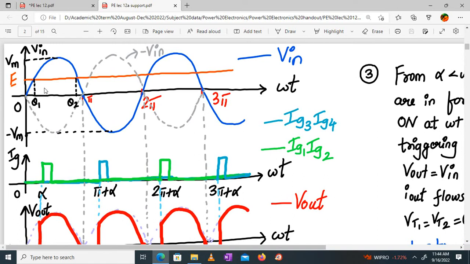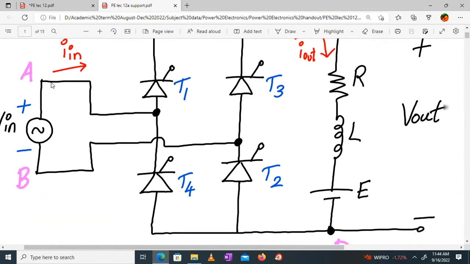What is this E doing in the circuit? It's actually making the job difficult for the thyristors to turn on. You are reverse biasing, right? See, E is against these things, right? T1 and T2 should conduct in the positive half cycle, but T2 has been given negative. That means we have to overcome V in minus E voltage for the SCRs 1 and 2 to conduct. E is actually opposing the conduction.